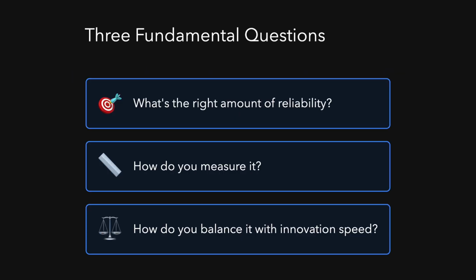What's the right amount of reliability? How do you measure it? And how do you balance it with the speed of innovation? These aren't just technical questions. They're fundamental to how modern engineering organizations operate. And today, we're going to answer them using one of the most powerful frameworks in software engineering, Site Reliability Engineering's approach to SLI, SLO, and SLA.